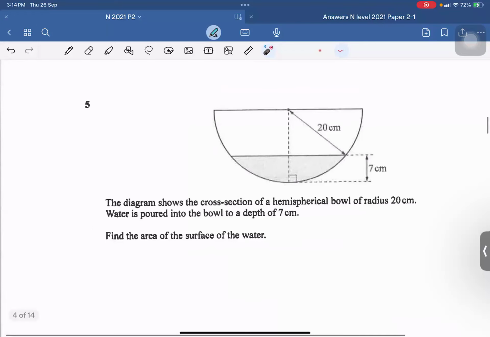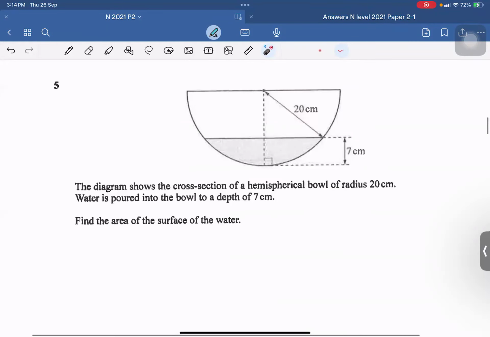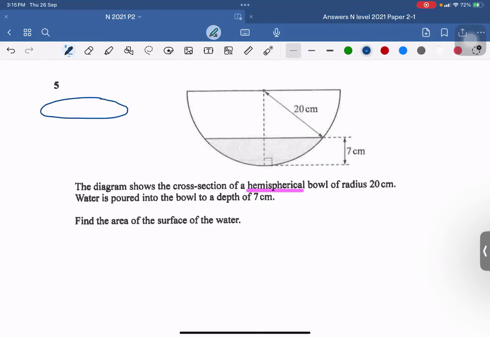Okay, next question number 5. Although I have the answer, I'm going to redo the whole question again. Now this question looks like it's 2D. Yes, it's 2D, but the thing is it is actually a hemisphere. So a hemisphere figure actually means it's not just 2D, it's a 3D diagram. So you have a water surface, then got water inside.